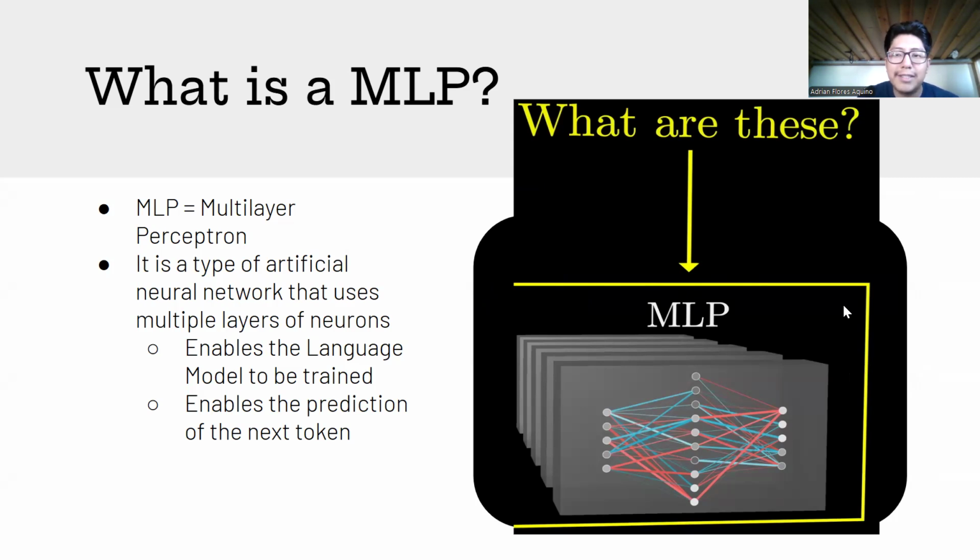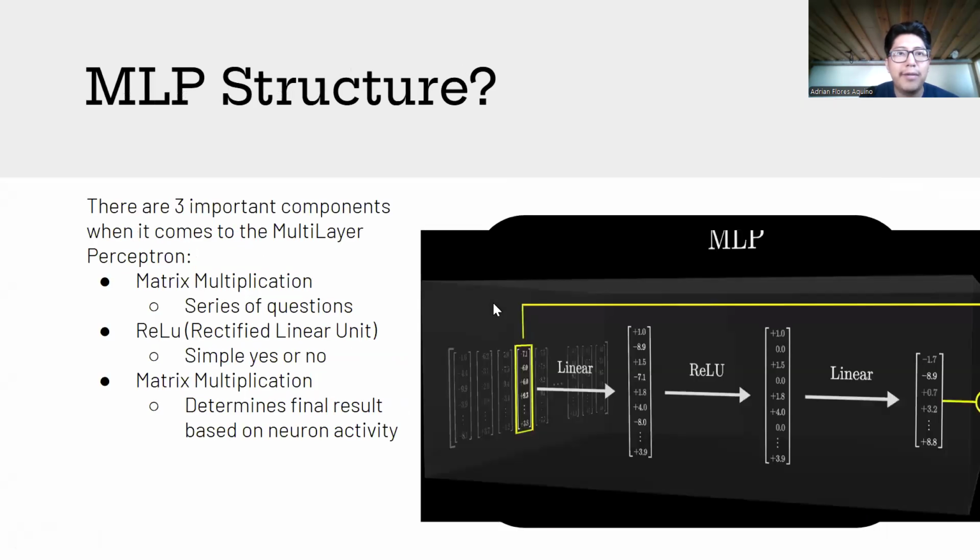What I mean by this is that, as you can see right here, every single neuron corresponds to a single question, and depending on the neuron's value, it changes the final output for the prediction. So it enables the language model to be trained, and it enables the prediction of the next token, meaning the next word that has to be predicted.